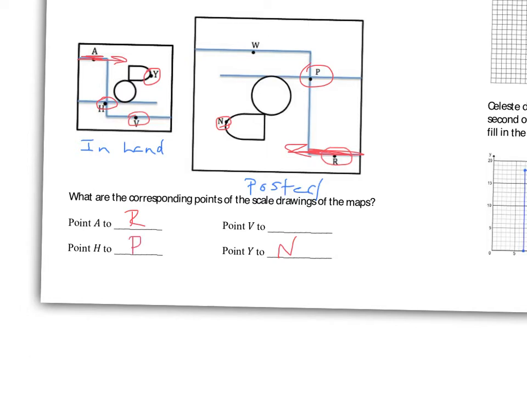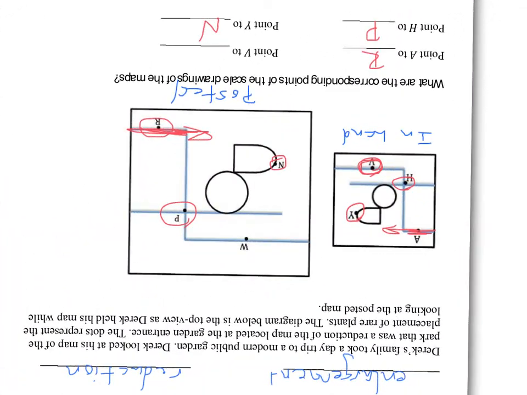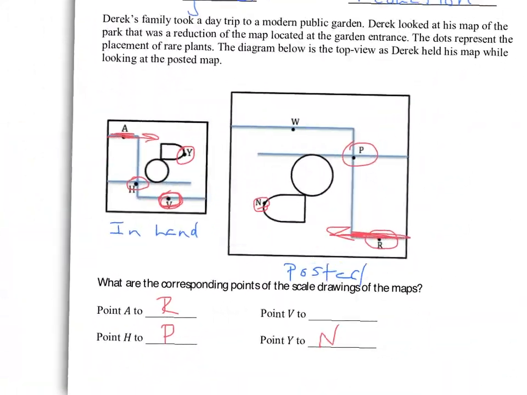And point V is down here at the bottom. That's underneath the circle, and so that corresponds to, if we kind of flip this around to see it back where the other way it was, it's at point W.